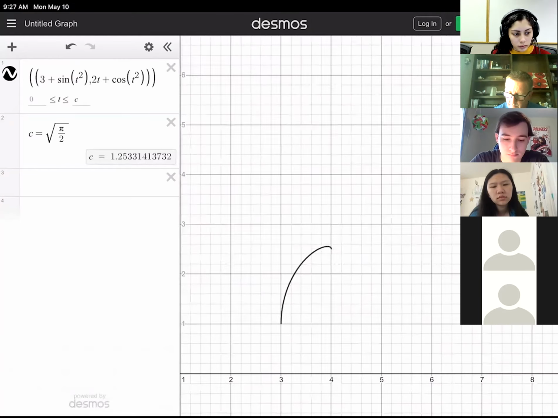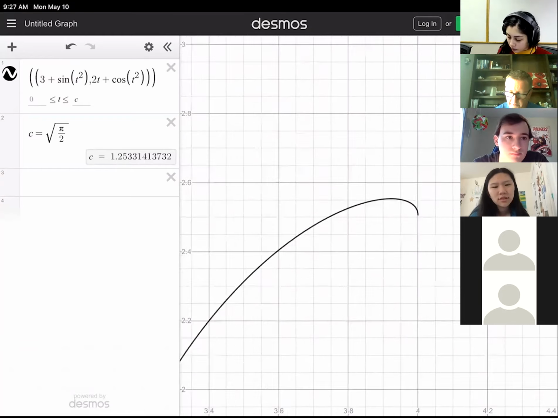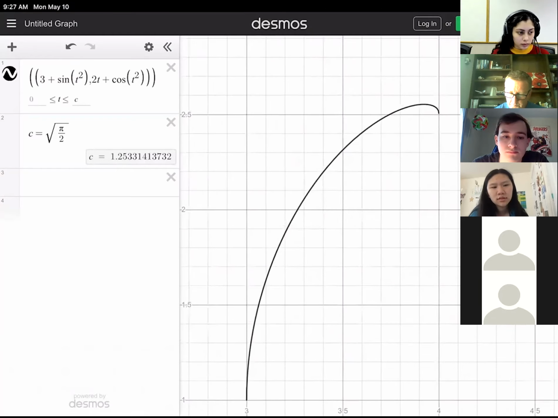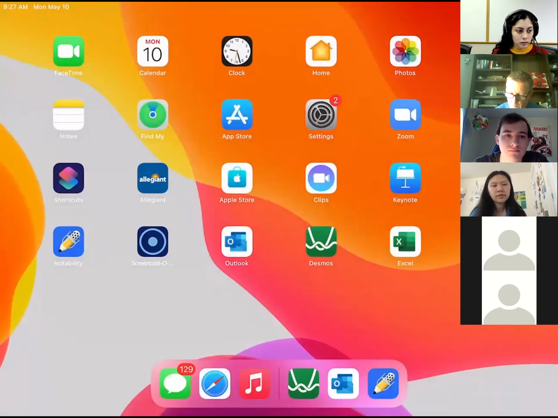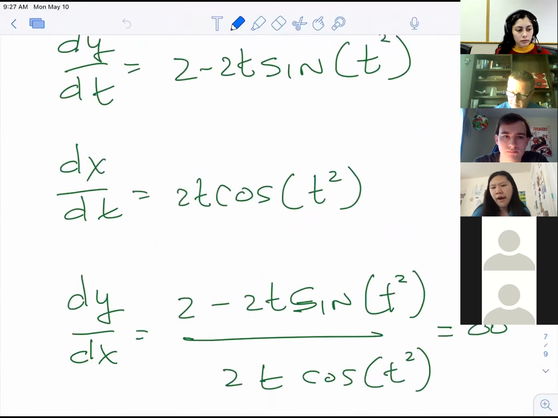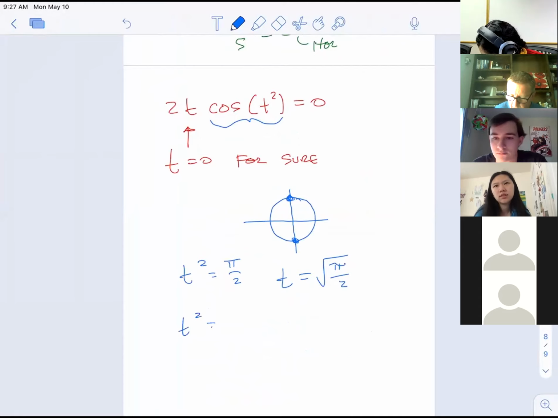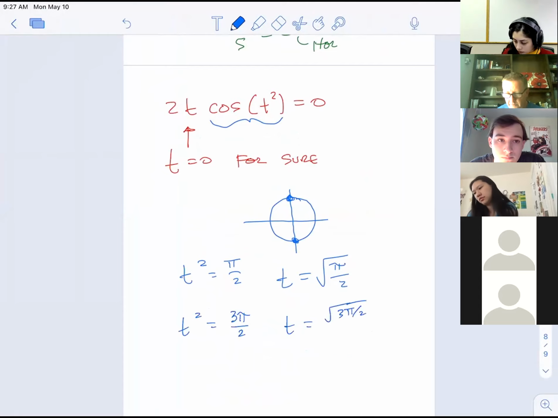Where am I? Look at that. Vertical. That's cool, right? Very first time, well, after the start. And then where's the next time? Well, the next time would be when I got down to here, which would be when t squared is equal to 3 pi over 2. So apparently t is equal to the square root of 3 pi divided by 2. So there's the next one.